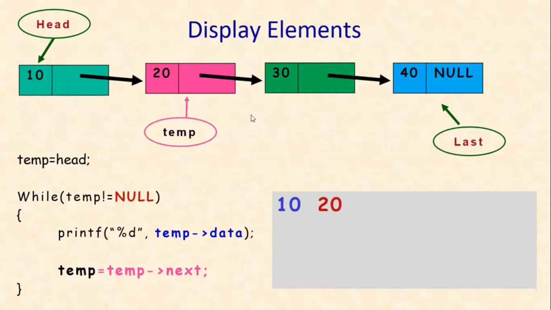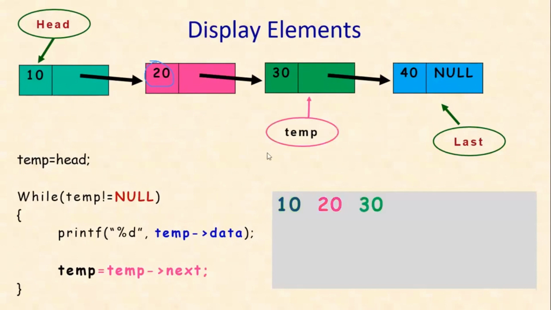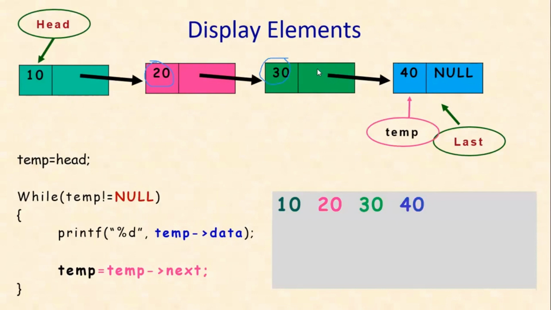This temp will point to the next node, and as before, I'm going to display temp data, that is 20. Okay, and what will I do again? I will move to the next node and display 30, and I will move to the next node and display 40. Okay, now temp is pointing to this, and after displaying 40, that is temp data, I am going to write temp is equal to temp next. If I write temp is equal to temp next, right? Temp next is null, so null will be assigned to temp now.